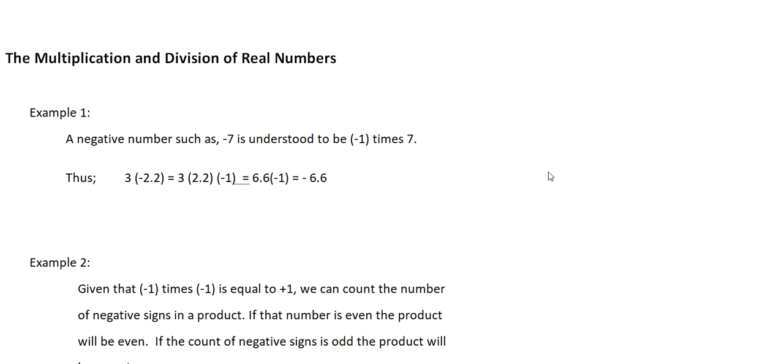Multiplication and division of real numbers. Okay, a negative number such as minus 7 is understood to be minus 1 times 7. Thus, 3 times minus 2.2.